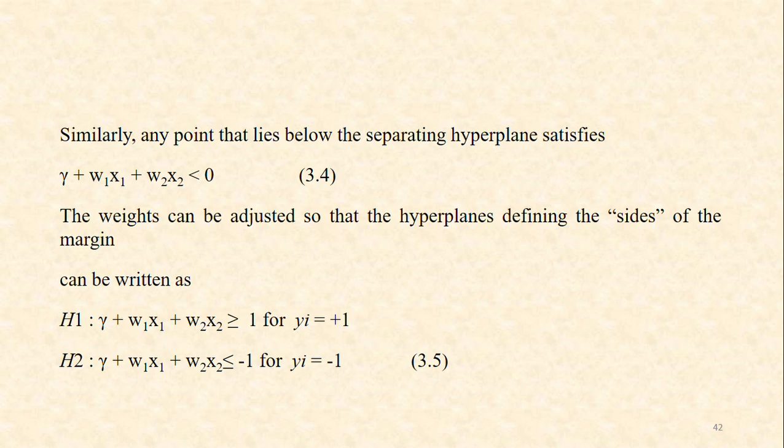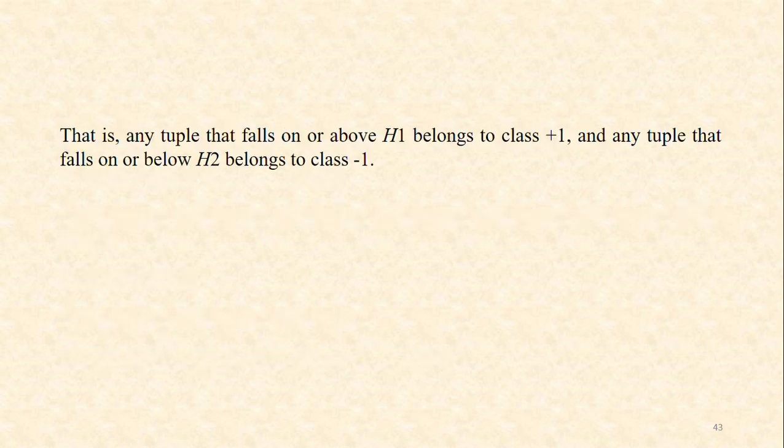Hypothesis 2: gamma plus w1 x1 plus w2 x2 less than or equal to minus 1 for yi equal to minus 1. That is, any tuple that falls on or above h1 belongs to class plus 1, and any tuple that falls on or below h2 belongs to class minus 1.